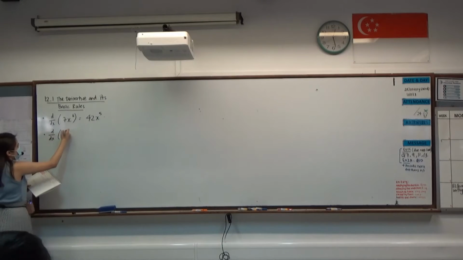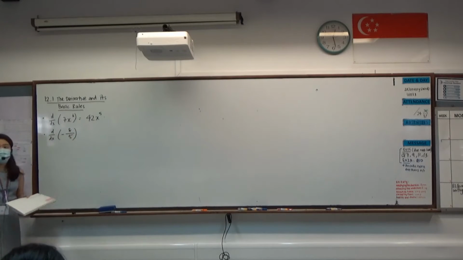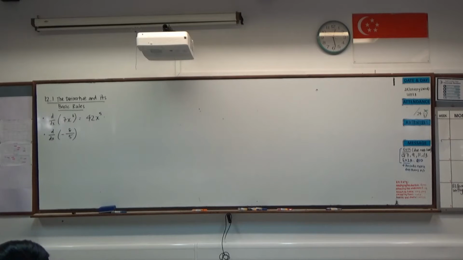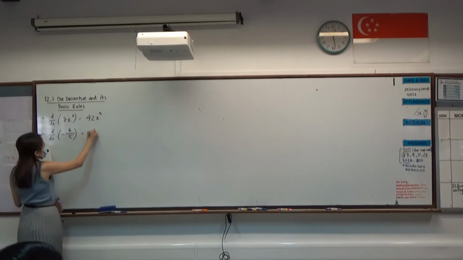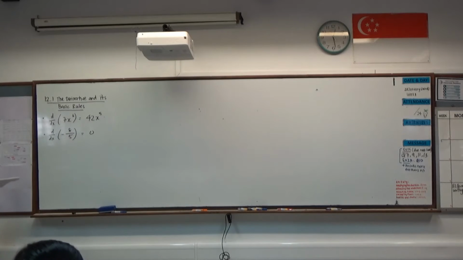And then what if I want to differentiate, let's say, negative 8 over 5? What would the derivative of this be equal to? So what do you think? 0. Okay, great. So this is a constant number. If you differentiate a constant number itself, it will become 0.